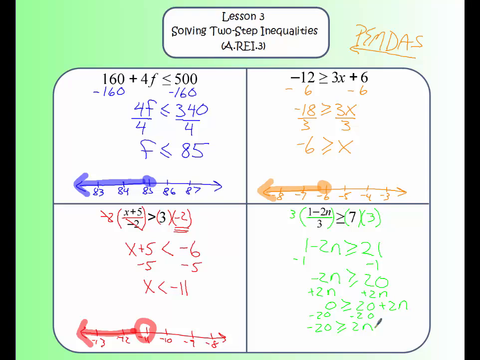Basically what I've just done is changed the direction of the inequality. But now I do not need to divide by a negative number. I'm left with negative 20 divided by 2, which is negative 10, is greater than or equal to n.